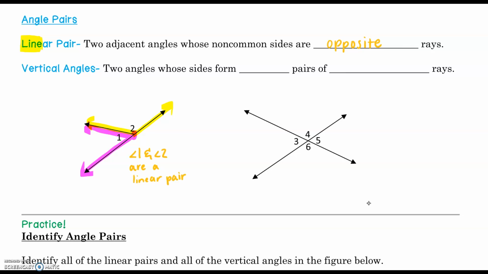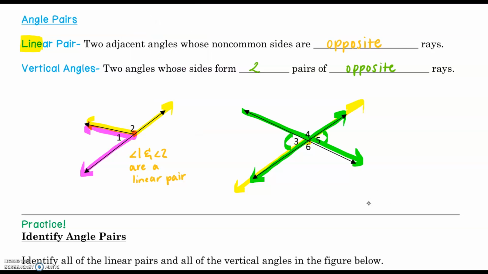Next we have vertical angles. So our vertical angles are two angles whose sides form two pairs of opposite rays. So if we just take a look at angles 3 and 5 for now, right? 3 and 5 are going to be vertical angles because their sides form opposite rays, right? If we start at the vertex and go this way, and then start at the vertex and go in the exact opposite direction, right? Those two sides form opposite rays.